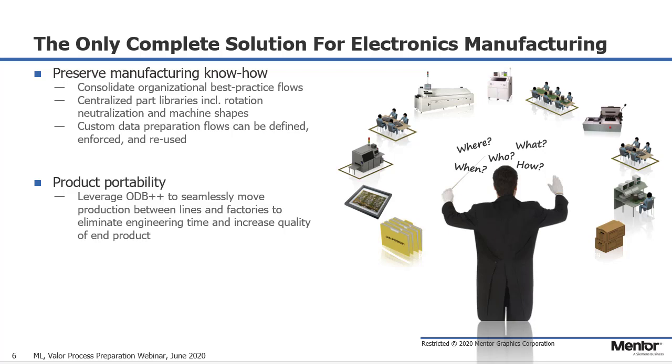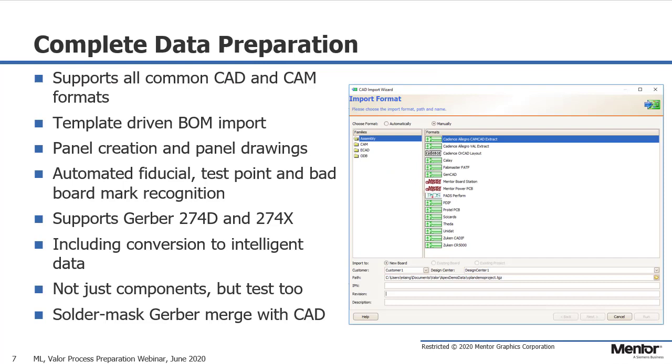Let's see how Valor Process Preparation delivers on these requirements in the latest and recent versions. Process Prep supports all the common input formats. There is a simple BOM import wizard, panel creation, along with automated fiducial, test point, and bad board reject mark identification. We support reading all Gerber formats and can use that for reverse engineering unintelligent data to intelligent data. If I have intelligent CAD but incomplete solder mask data, I can overlay Gerber mask data over the intelligent CAD to replace the CAD mask data.